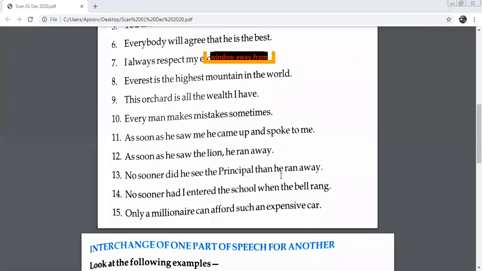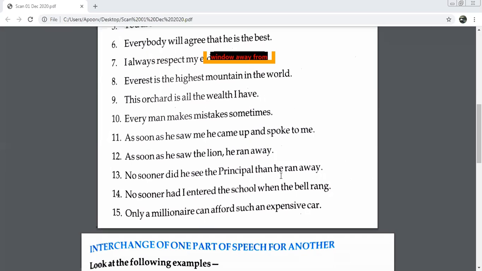No sooner had I entered the school when the bell rang. As soon as I had entered the school, the bell rang. Ma'am, so we are converting negatives to assertive sentences. Yes, beta, but we have to change the sentences into negative only. This is the instruction you see: assertive to negative or negative to assertive.